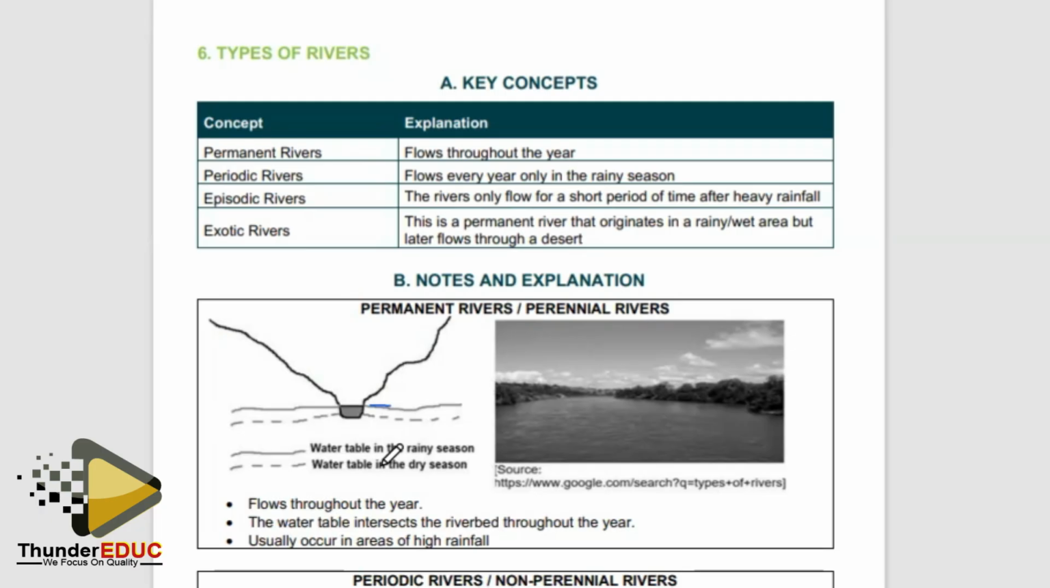Then in the dry season, the water table drops because less moisture is being fed into groundwater storage. The dry season water table is indicated by the dotted line. So if a river coincides with both the dry season water table and the rainy season water table, it means that river won't run out of water, because even in the dry season, the river is still intercepting the water table. Like what you are seeing here, the river goes below the level of the dry season water table. So this river will flow throughout the year.